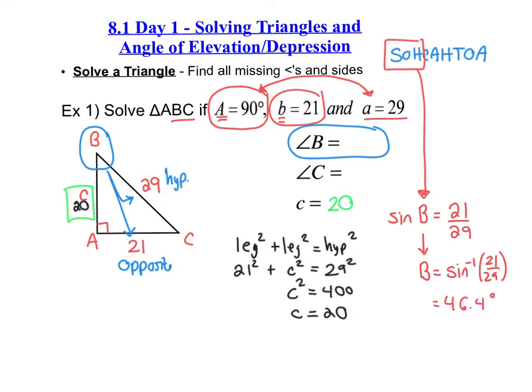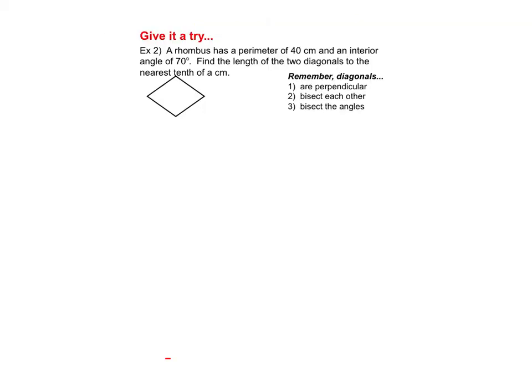Now keep in mind that once we have found angle B, 46.4 degrees, we know that in any right triangle, the two acute angles are always going to add up to 90 degrees. So if I want to find angle C, I can subtract 90 minus my previous answer, and I'll get about 43.6 degrees. So that is solving a triangle using SOHCAHTOA and our basic trig functions.